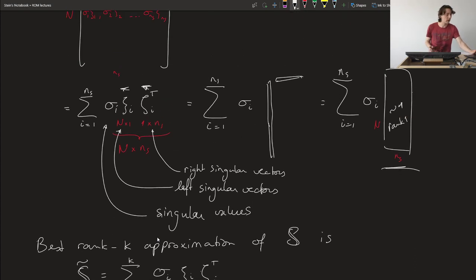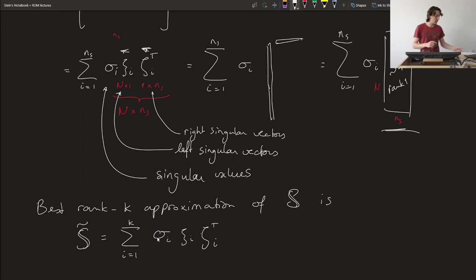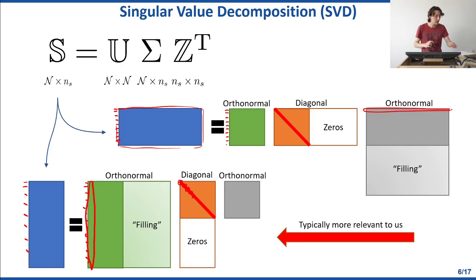Okay, so this was the theory behind what we're doing. Let's try and make this conceptually clear with some examples.